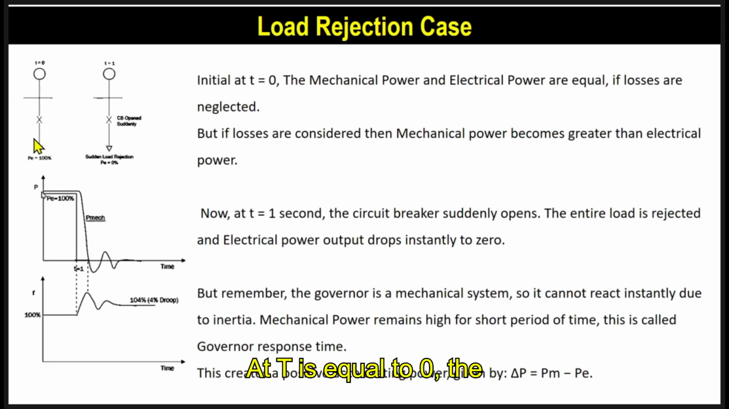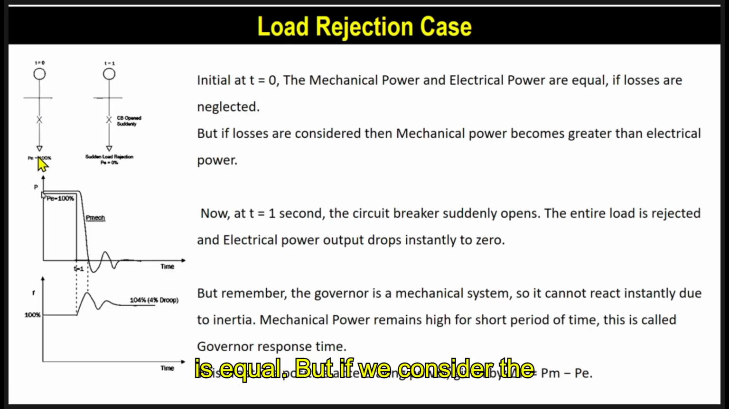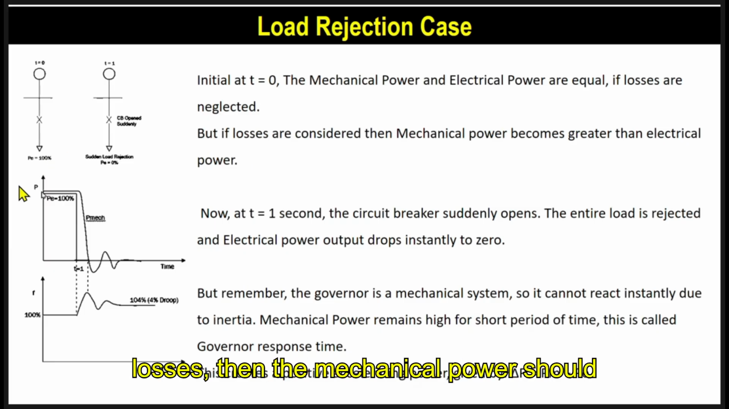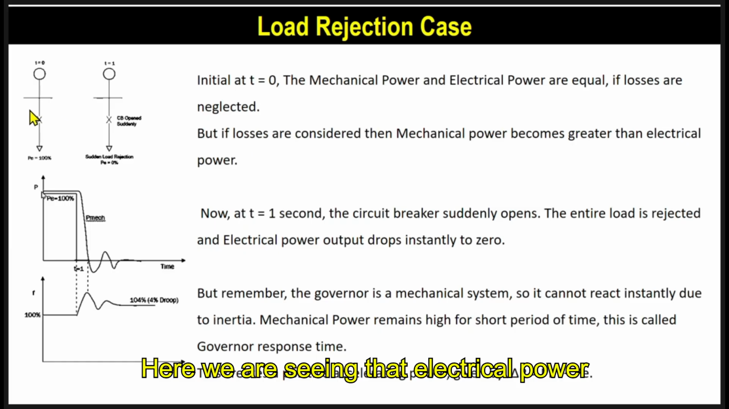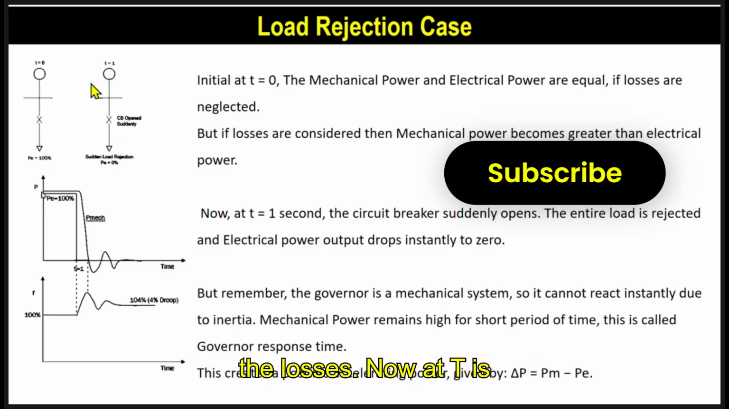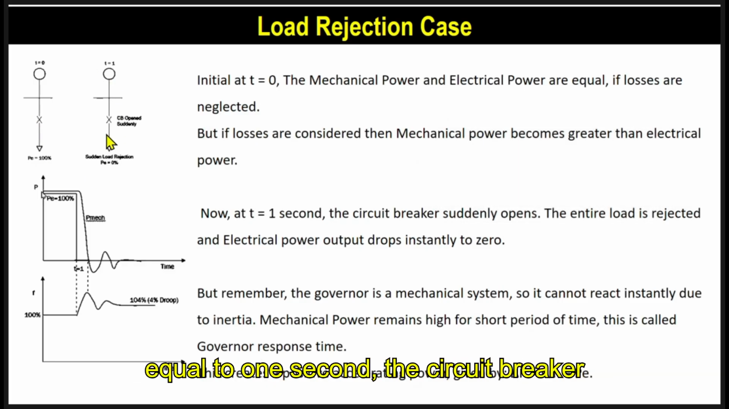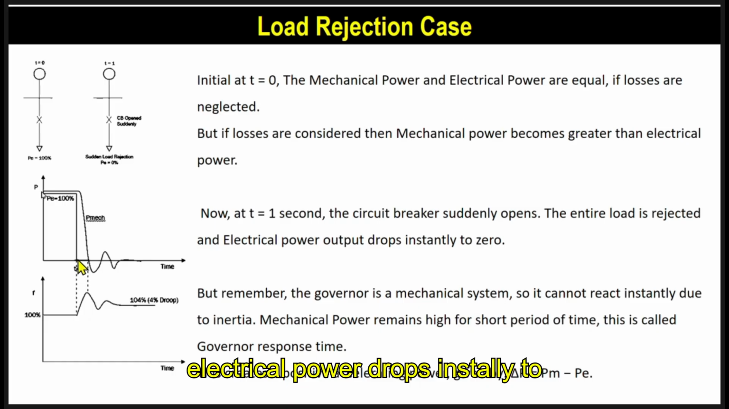At t equal to 0, the electrical power and the mechanical power are equal. If we consider the losses, then the mechanical power should be greater than the electrical power, but here we are saying that electrical power and mechanical power are equal. We are neglecting the losses. Now at t equal to 1 second, the circuit breaker opens, the entire load is rejected and electrical power drops instantly to 0.